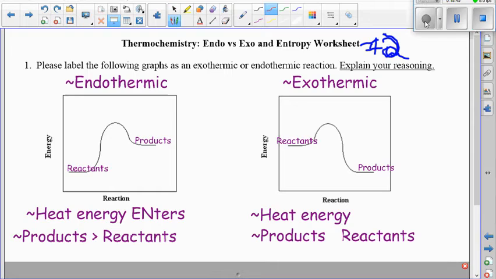Okay, so remember, endothermic means entering energy. And so the amount of energy that entered is the difference between these two right here. That much energy entered, okay? Right there.